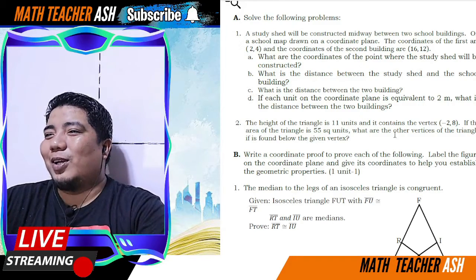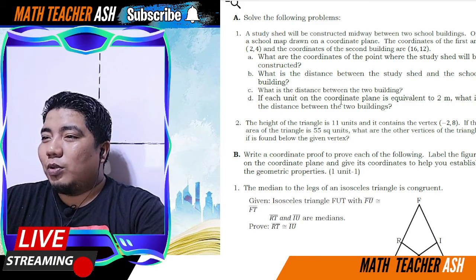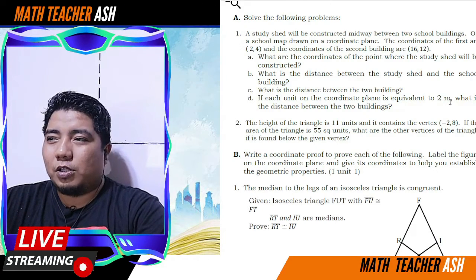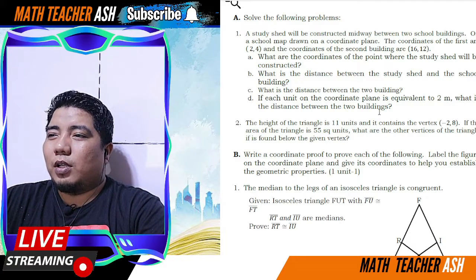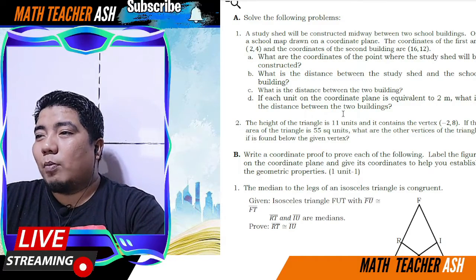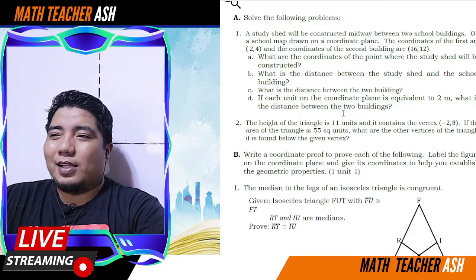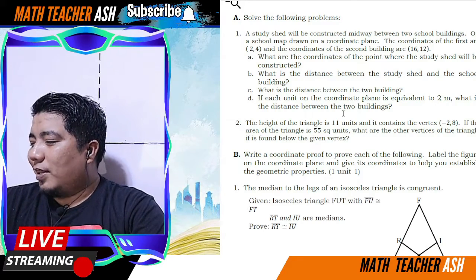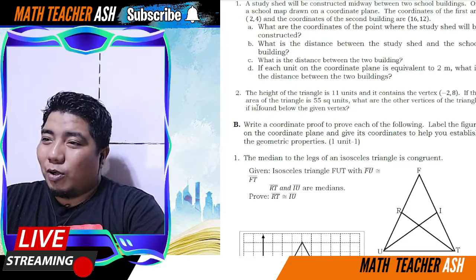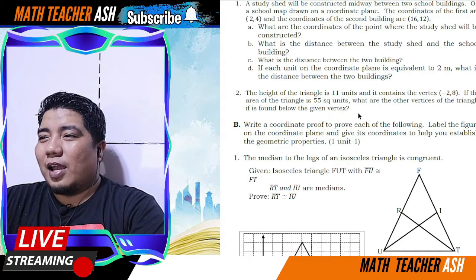Alright? And then, for letter C, what is the distance between the two buildings? Ayun nga. Okay? So, if you use the second way that I just said, masasagot mo na din ang letter C question. And for letter D, if each unit of the coordinate plane is equivalent to 2 meters, so 1 unit is equal to 2 meters. So what is the distance between the two buildings? So kung ano yung nakuha nyo na distance dito sa letter C, times 2 mo lang siya para makuha mo ang actual distance between the two buildings. Alright, so napakadali lang po, my dear math learners. So, number 2, I think kaya niyang sagutin yan.